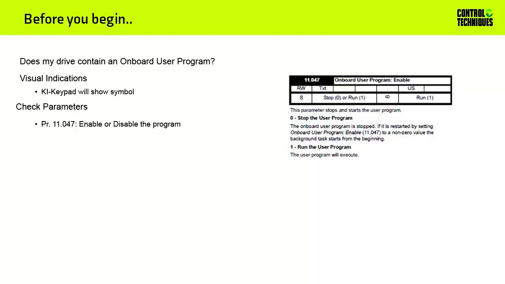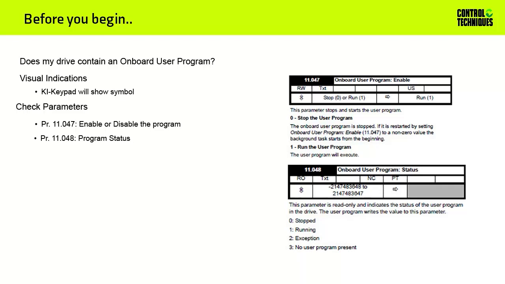The most reliable thing to do is to check menu 11, parameter 48. That is the program status. So if there is an onboard user program present in the drive you're working with, menu 11, parameter 48 will show a value of 1, which means it is running.